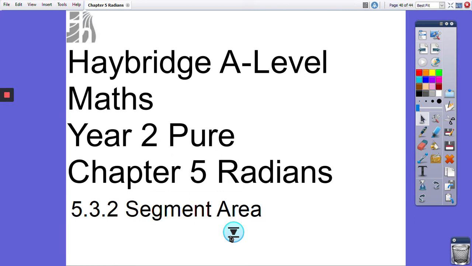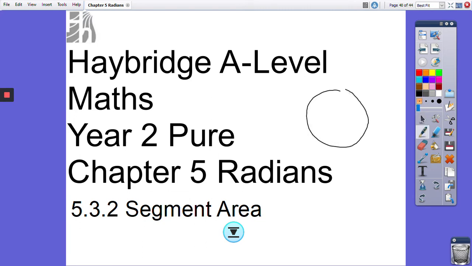We're carrying on working our way through Chapter 5, radians, and we're going to carry on with Section 5.3, and this time we're looking at segment area. So last time we looked at a sector area. This time we're looking at a segment area.